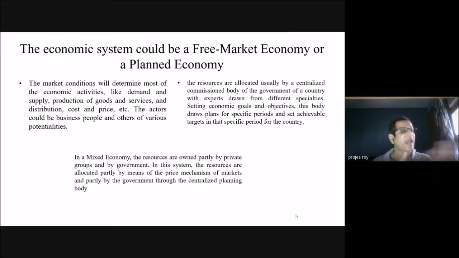They can be the actor on that particular play. But in a planned economy, the resources are allocated usually by a centralized and commissioned body of the government of a country, with experts drawn from different specialities, setting economic goals and objectives. This body draws up a plan for a specific period and sets achievable targets for the country in that period.